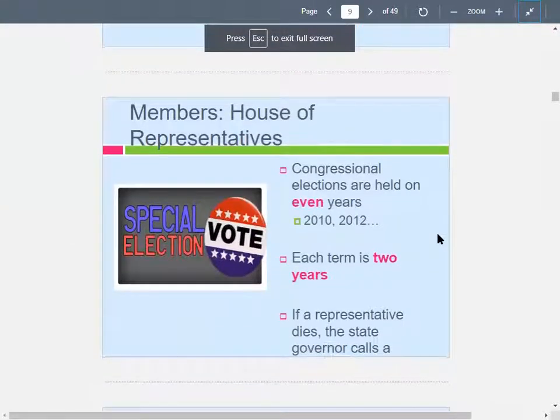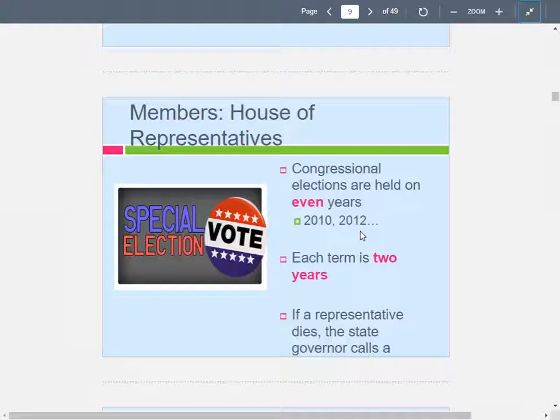So the members of the House of Representatives, their congressional elections are held on even years, and each term is 2 years. So every 2 years, we elect new representatives for Congress. If a representative dies while they're elected, the state governor calls a special election.